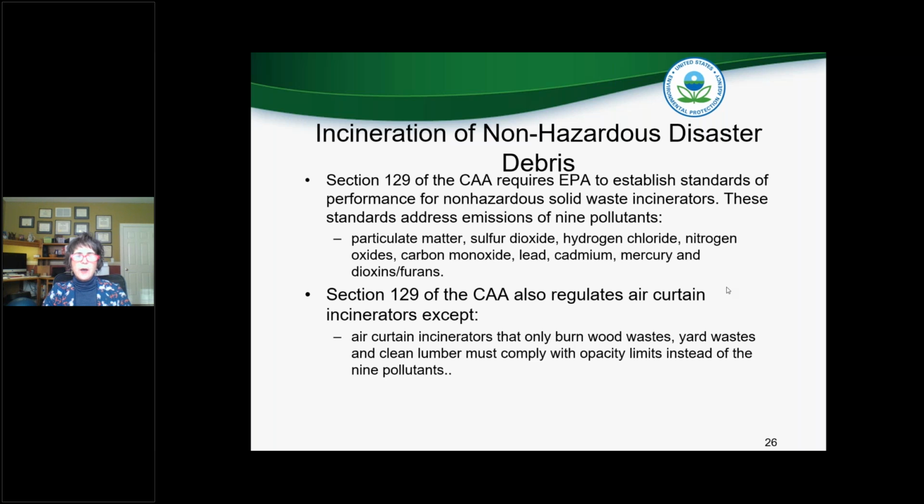And under Section 129, we have very limited regulations for certain air curtain incinerators that burn only wood waste, yard waste, and clean lumber. Instead of having to comply with the suite of standards for the 9 pollutants, they only have to comply with opacity limits. So that's the difference between a more regular incinerator and an air curtain incinerator. So you can go on to the next slide.